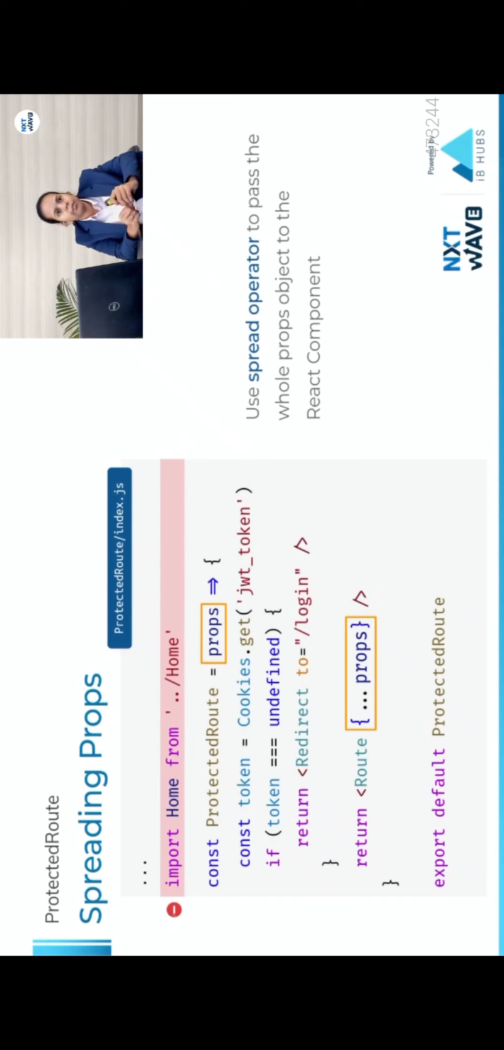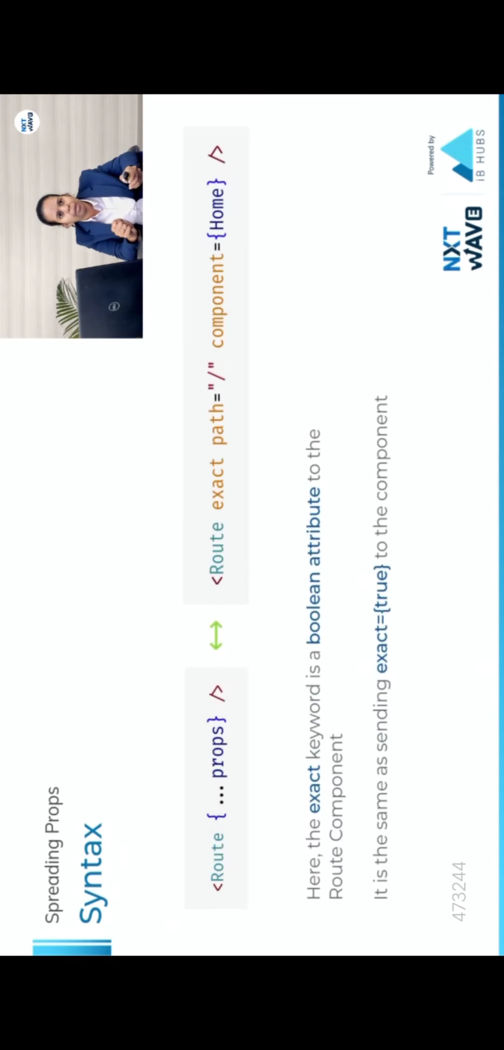Here if you observe, we have made use of the spread operator. Since we have passed props, the props that we have to specify as individual ones to the route, we are making use of the spread operator so that the props object will be appropriately passed to the route component. When we have these curly braces, spread operator and props, that would be equivalent to writing route exact path equal to slash and component equal to home.